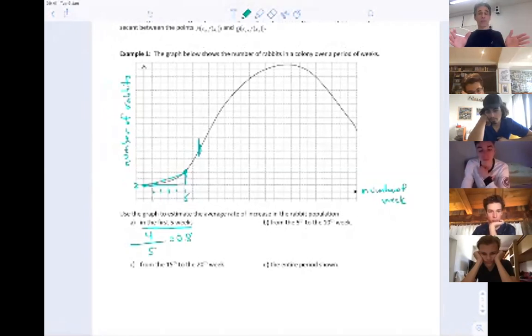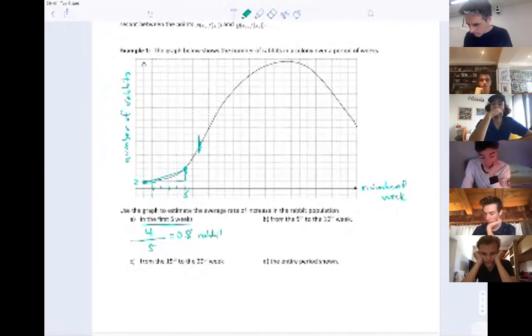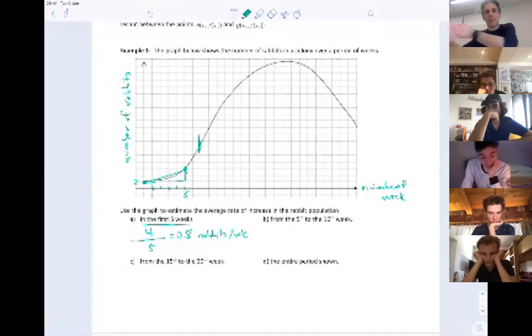The rabbit population is going up at about 0.8 rabbits per week. You can't get 0.8 of a rabbit in a week, but there's some baby rabbits on the way after 1 week, okay? After 2 weeks, there's a whole rabbit and 0.6 of a rabbit on the way, okay? What about from the 5th to the 10th?